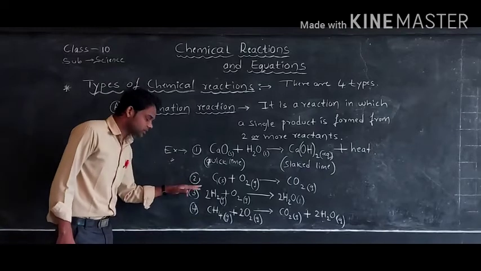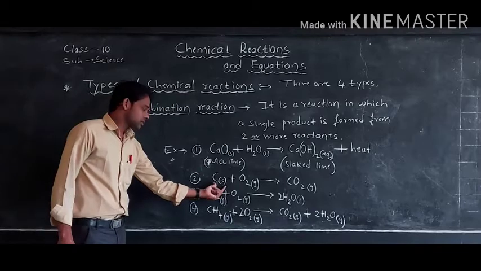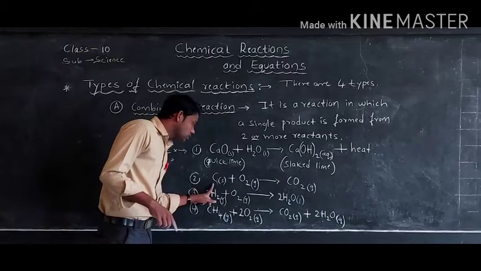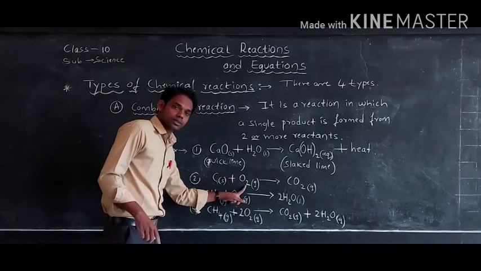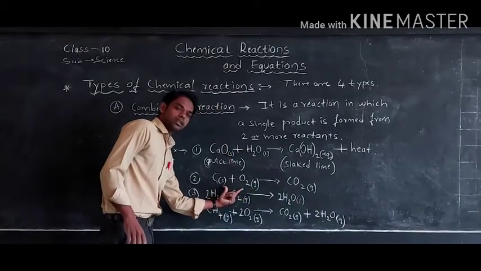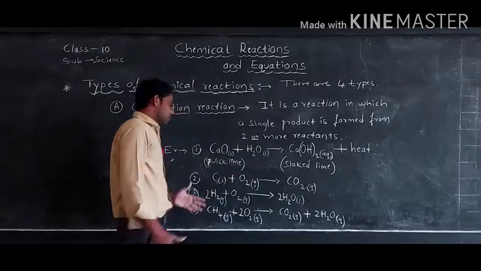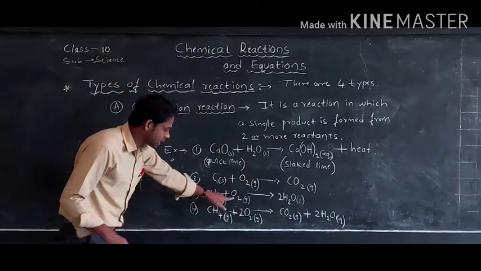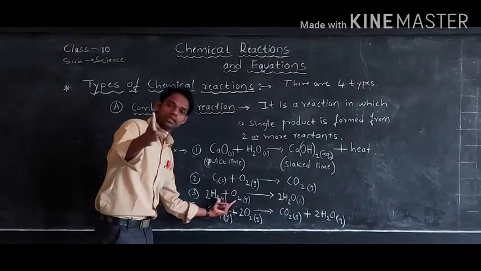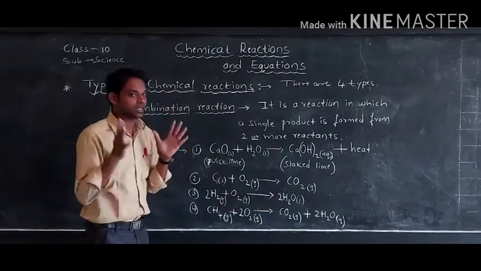One more example. Second one. See, this is coke or coal. When coal reacts with oxygen, it gives carbon dioxide. Understood? Here two reactants combine to give a single product. So it is called a combination reaction. Third one, hydrogen when it reacts with oxygen, it gives water. Here hydrogen and oxygen, two reactants, combine and form a single product. So this is called a combination reaction.